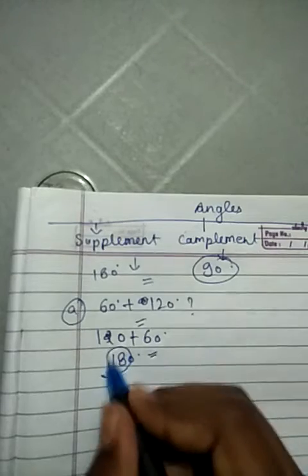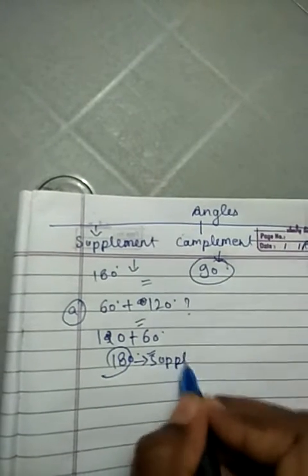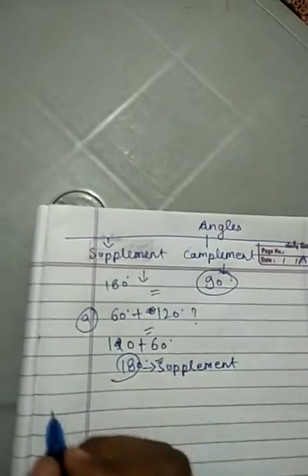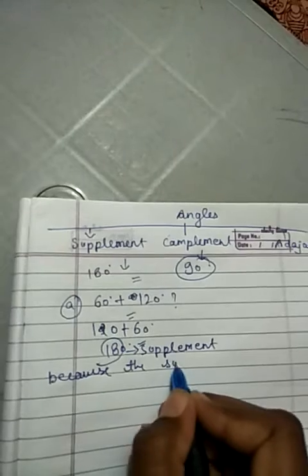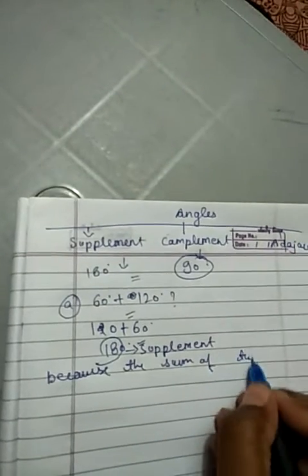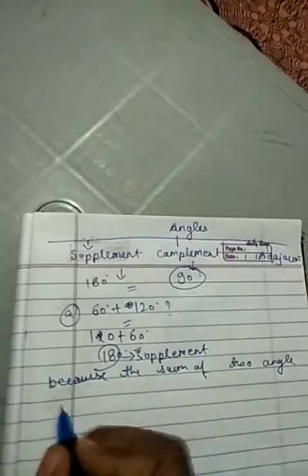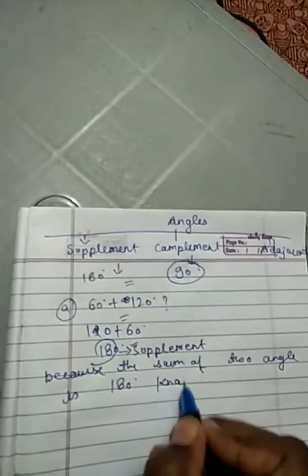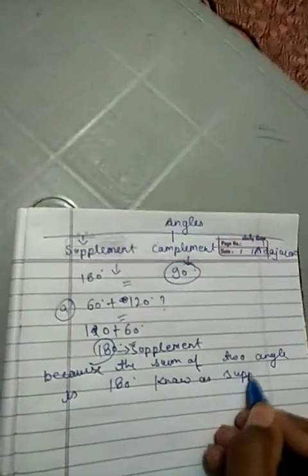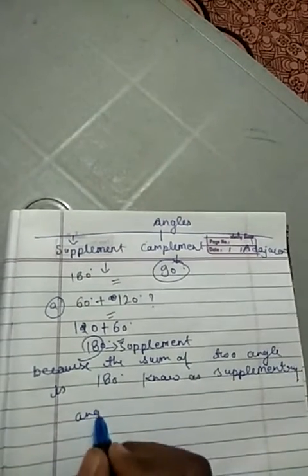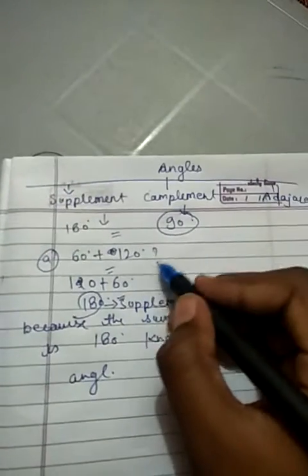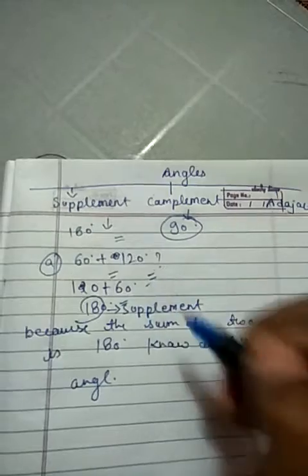So 180 degree is what? It is supplementary because the sum of two angles is 180 degree, known as supplementary angle. So you can solve these problems, and sometimes the question is asked whether this is supplementary or complementary.